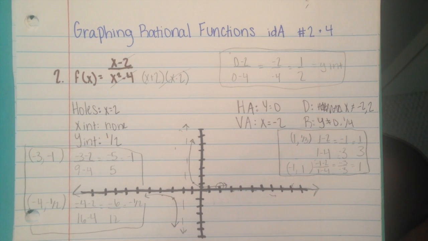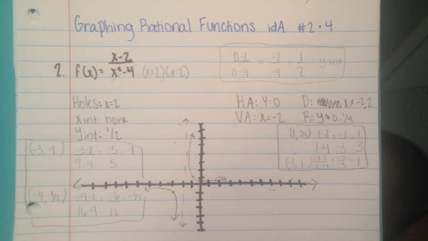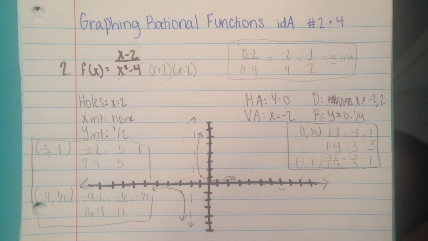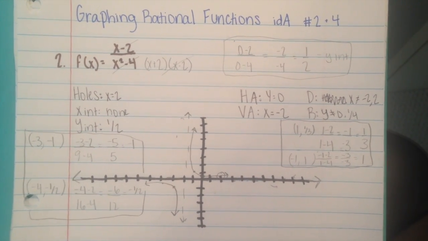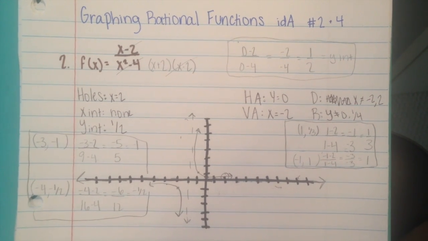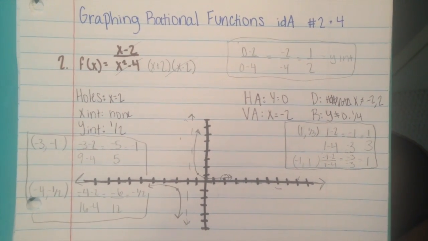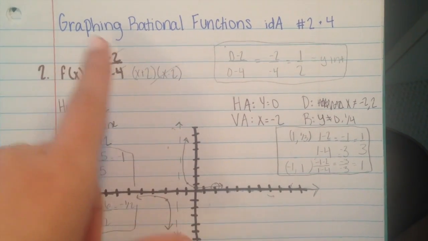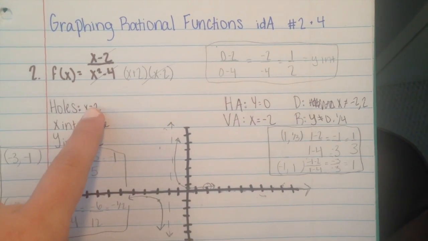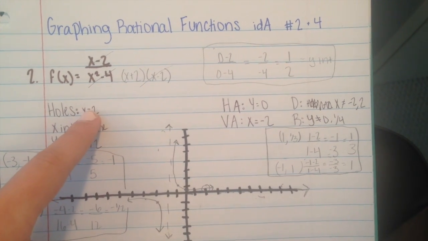So for number 2 on graphing rational functions for IDA, the problem is f of x equals x minus 2 over x squared minus 4. So you factor out the bottom, which gives you x plus 2 and x minus 2, and then x minus 2 cancels out, so you have a hole at x equals 2.